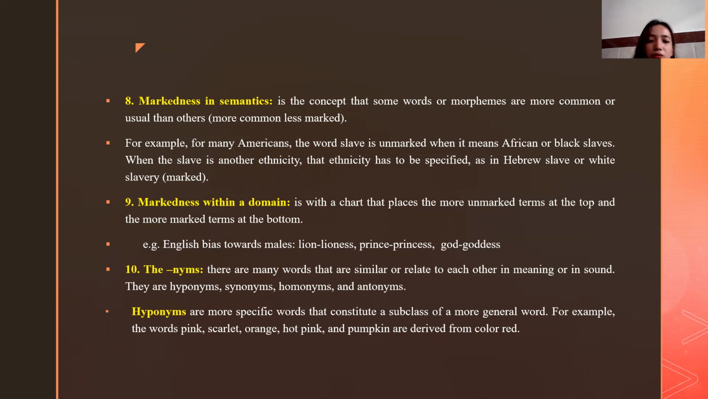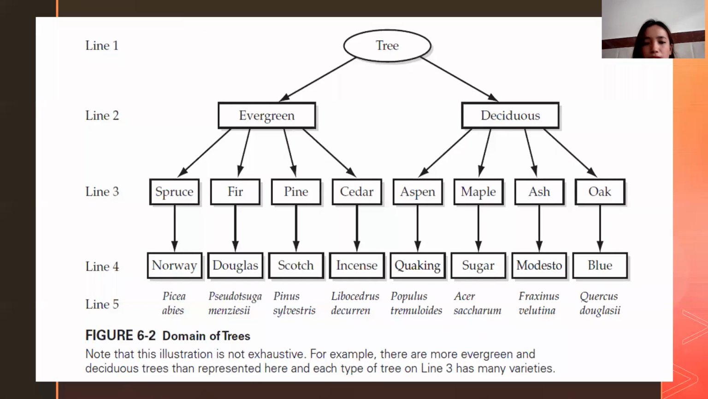So English has words like lion, lioness, prince, princess, and god, goddess. And the name. There are many words that are similar or related to each other in meaning or in sound. So they are hyponym, synonym, homonym, and antonym. Hyponyms are more specific words that constitute subclasses of more general words. So for example, scarlet, orange, hot pink, and pumpkin are derived from the color red.